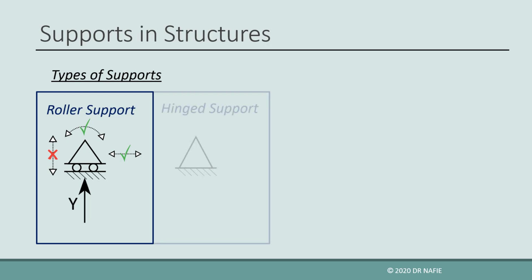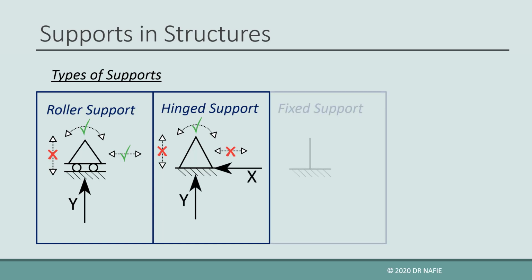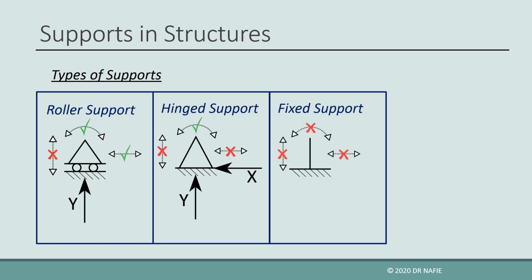The hinged support, which restricts the point from moving in two perpendicular directions, typically x and y, but the point is allowed to rotate. The hinged support will have two reactions in two perpendicular directions, typically x and y. The fixed support, which restricts the motion in all 3 degrees of freedom, will have 3 reactions: 2 reaction forces in the x and y directions, and 1 reaction moment.